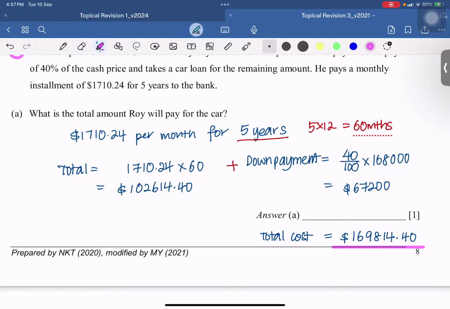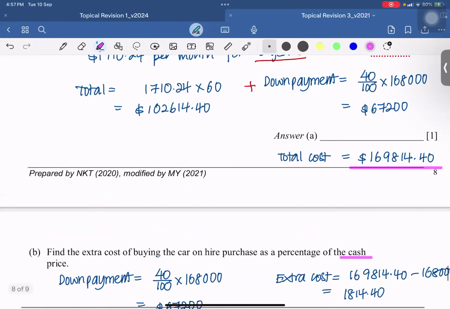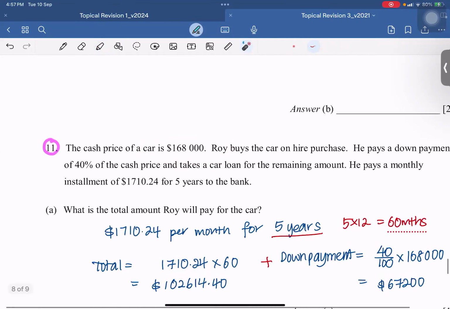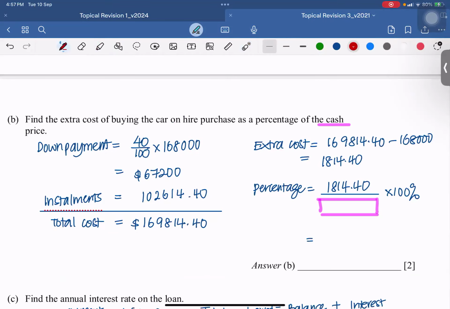Next part, what is the extra cost? My original amount, I already calculated the extra cost that is given to me. The original amount is this value, $168,000, but now I paid a total of 169,814.40. So I need to find the extra cost. After finding the extra cost, this will be the answer. But they say find this extra cost as a percentage of the cash price. So it's out of the cash price.